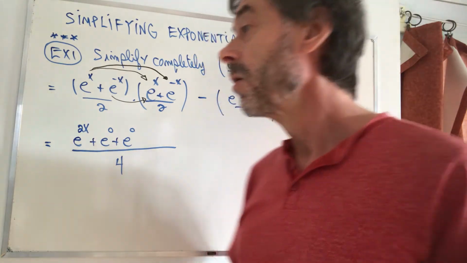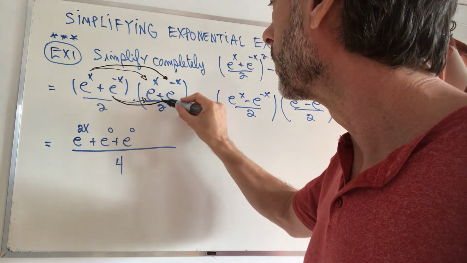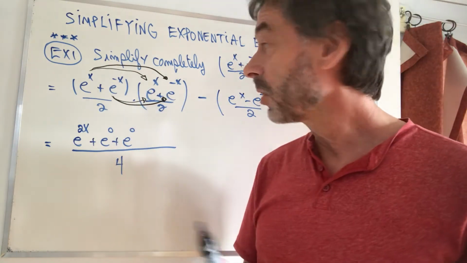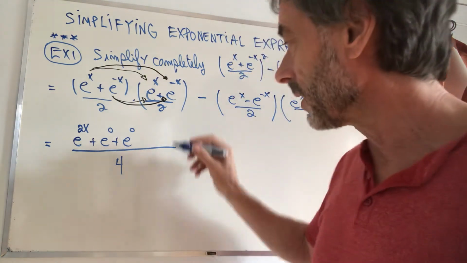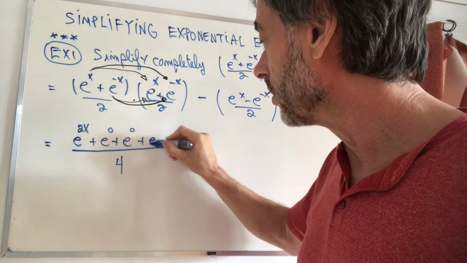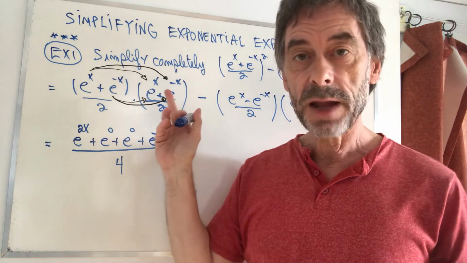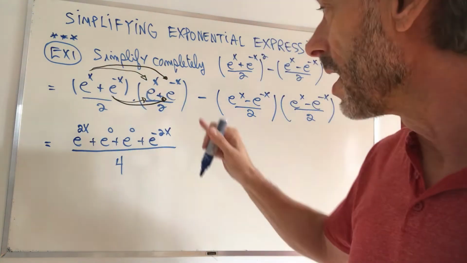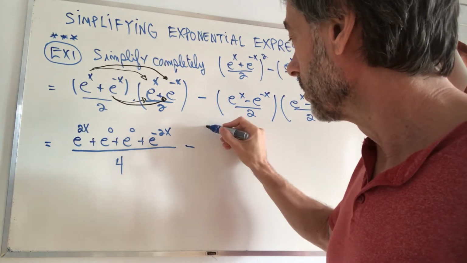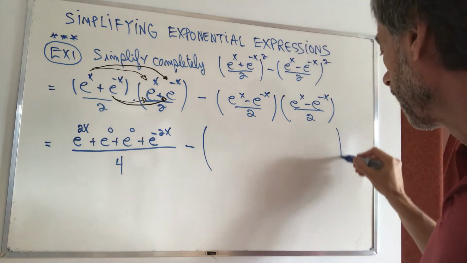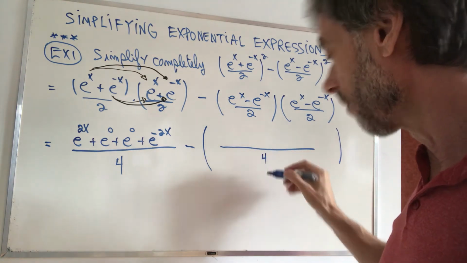And finally, what do we have here? We have e to the minus x times e to the minus x. Same base. We add the exponents. Minus x plus minus x is e to the minus 2x. Right? E to the minus x, e to the minus x. We add minus x and minus x, we get minus 2x. And that is over 4. Lovely. Minus. All right, big bracket. Also over 2 times 2, 4.